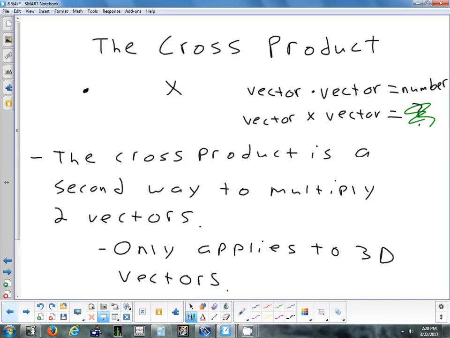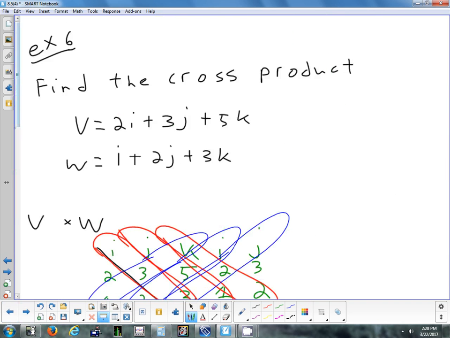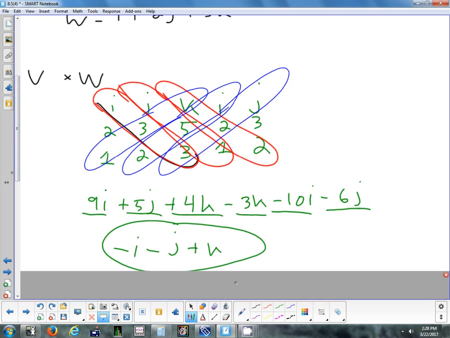When you do a cross product, the answer is a vector. It's a vector. Any questions on that? There's really not a lot of work to write down. That's all the work for the problem. Okay, so that's V cross W.